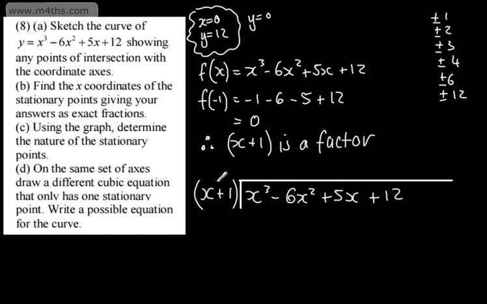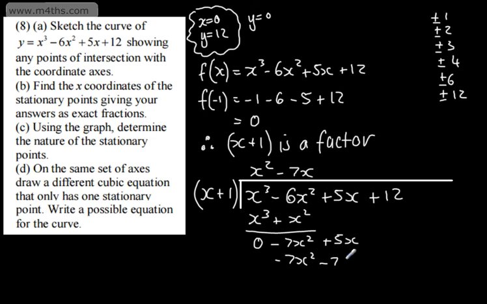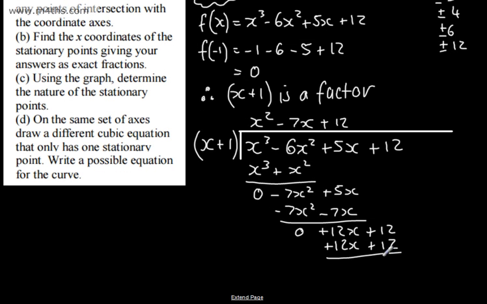So x cubed over x is x squared. We multiply down x cubed plus now x squared. Subtracting away 0 minus 7x squared, and we bring the 5x down. X is into negative 7x squared will be negative 7x times, so negative 7x squared minus 7x. Subtracting down 0 plus 12x and bringing down the 12. This is looking good. X is into 12x, that'll be plus 12, so we'll have plus 12x plus 12. Subtracting down, what we're going to have is now 0 plus 0.